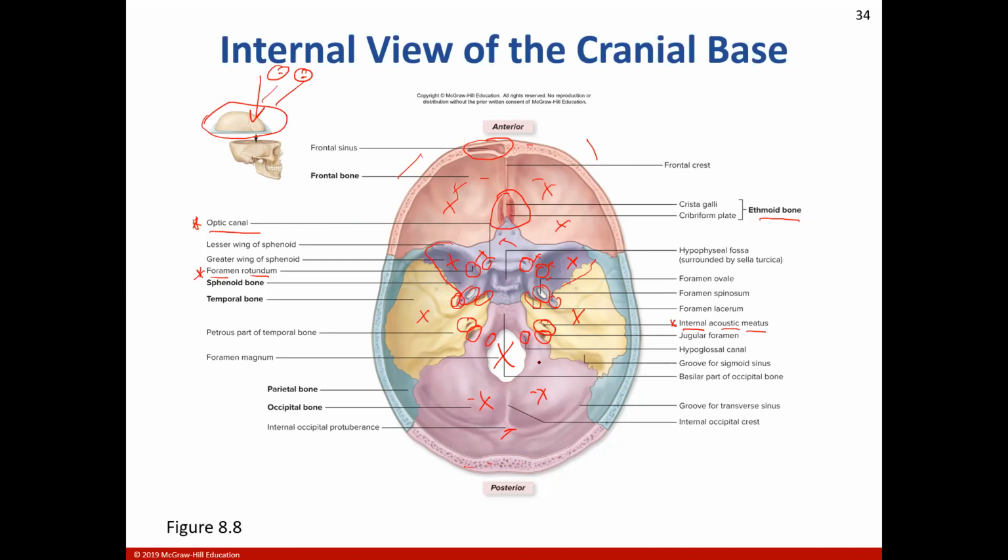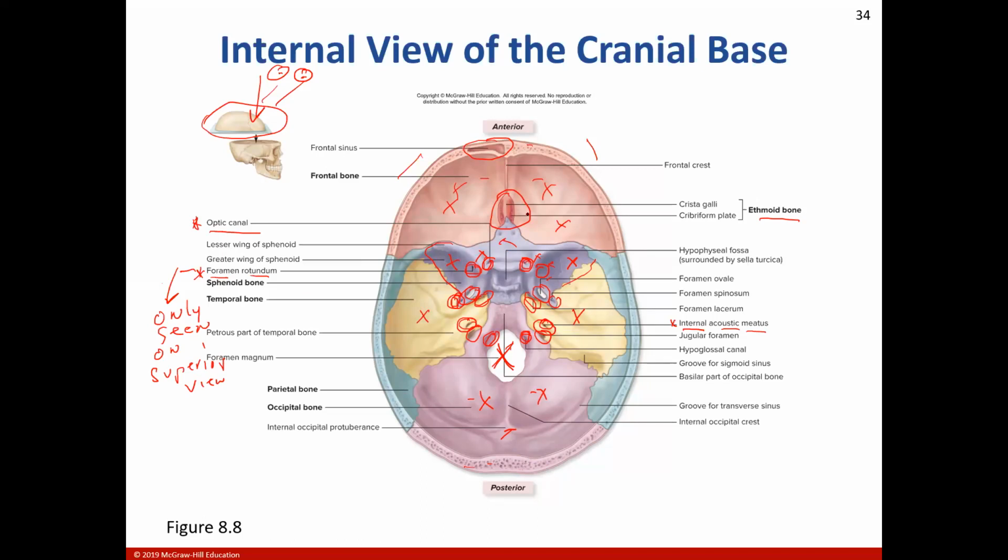Okay, so let's review what we have so far as the holes. Foramen magnum, superior view, sorry. Hypoglossal canal. Internal acoustic meatus. Foramen lacerum. Foramen spinosum. Foramen ovale. Foramen rotundum, which you can only see on superior view. And then you could see the optic canals, which are in the lesser wing of the sphenoid bone.